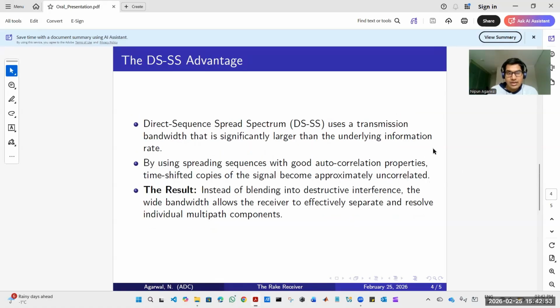To combat this, there is something called direct sequence spread spectrum, which uses a transmission bandwidth that is significantly larger than the underlying information rate. And by using a spreading sequence with a good autocorrelation property, these time-shifted copies of the signal become approximately uncorrelated. This results in, instead of blending into a destructive interference, the wideband allows the receiver to effectively separate and resolve all these signals into individual multipath components.